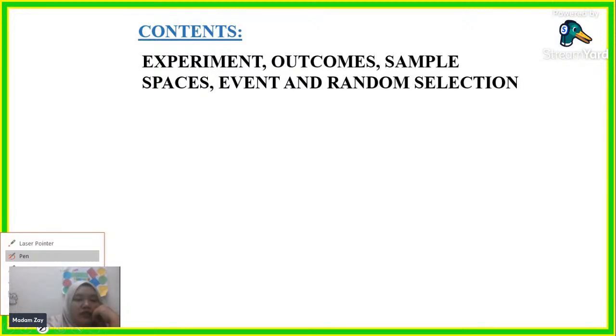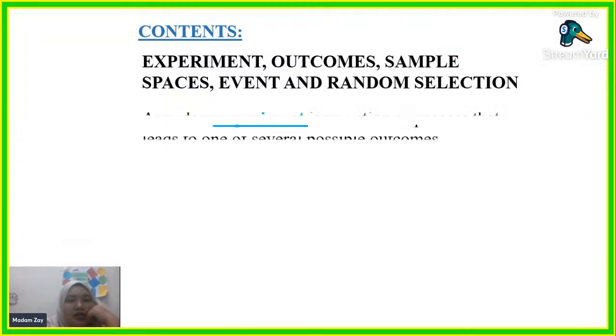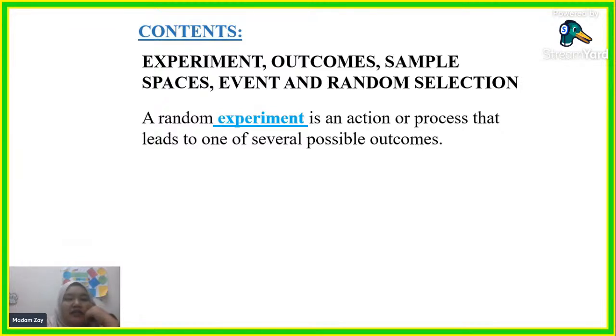For this one, what is experiment? A random experiment is an action or process that leads to one of several possible outcomes. Usually you do experiments in labs, but now we can do experiments anywhere in your house or your own room, in the field or in the cafeteria. This experiment is an action that will lead you into several possible outcomes. So the experiment is just some random work you do to have some outcomes.